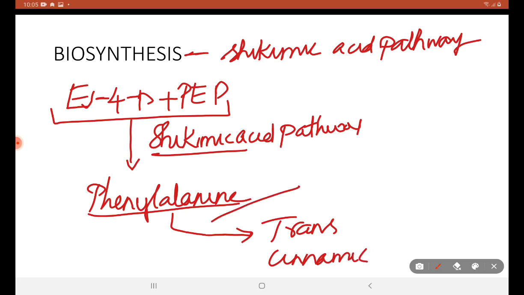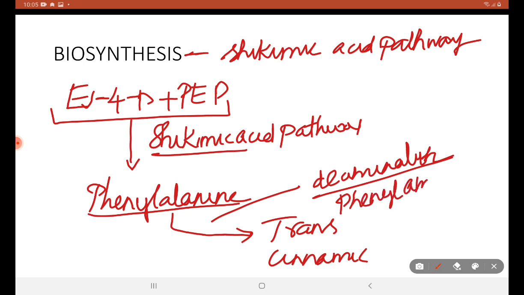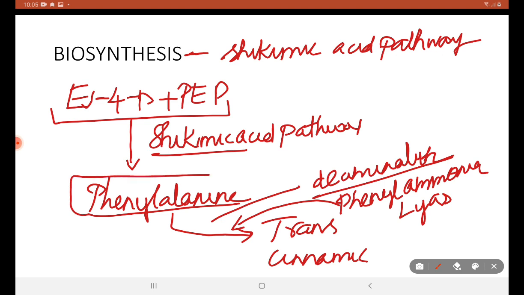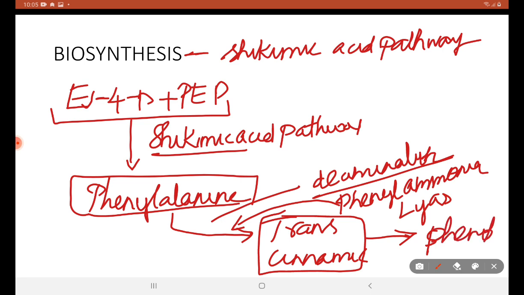It involves a process of deamination. Phenylalanine ammonia lyase is the enzyme involved in this conversion of phenylalanine to transcinnamic acid. Transcinnamic acid is then converted into simple phenolics, other phenolic compounds. This is the basic biosynthesis pathway.